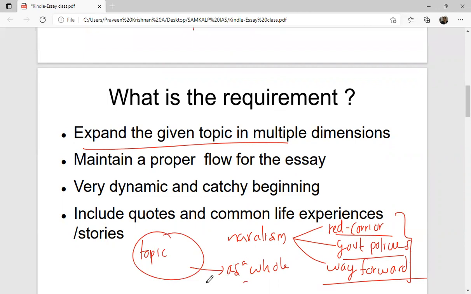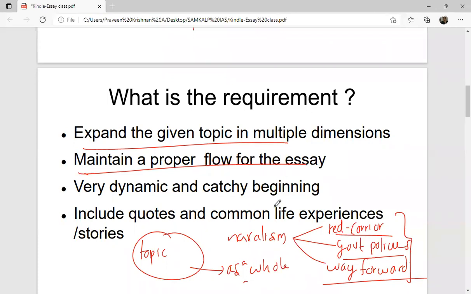And while you do so, you should not do it in a bumpy manner, in the sense that your essay should not be like traveling on bumpy roads. It should have a proper flow. When the examiner reads your essay from top to bottom, he should never feel that something is not fitting here. He should get a proper flow for the topic or the essay as such. That's why I have given the topic. Maintain a proper flow for the essay.